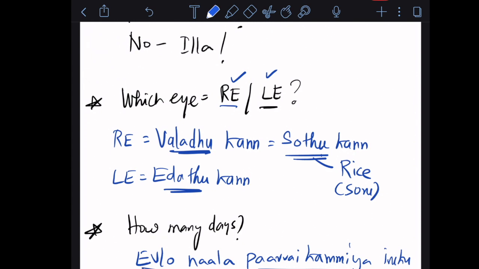So எவ்வளோ நாளா means how many days. So எவ்வளோ நாளா பார்வை கம்மி is the problem. So how many days you're having this problem? So you can insert the problem into this area.